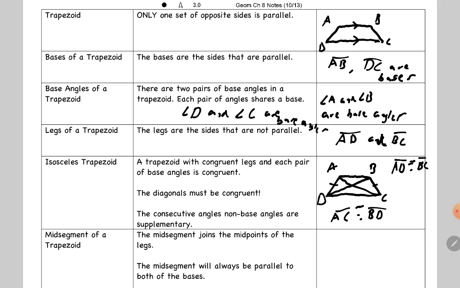And then also the consecutive non-base angles, so angles that are not next to each other but are also not considered the pair as a base. We're talking about angle A and angle D, which are supplementary, so they add up to 180. And so do angle B and angle C, which add to 180.